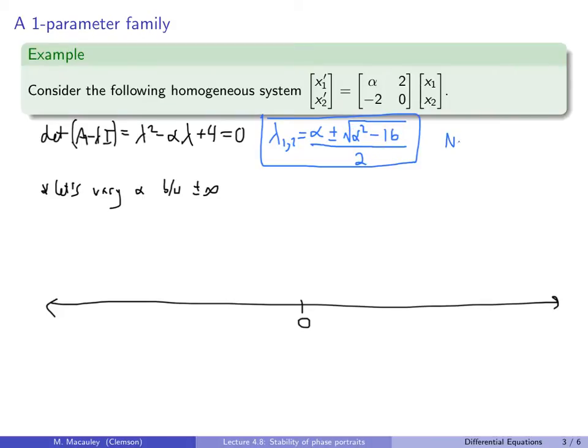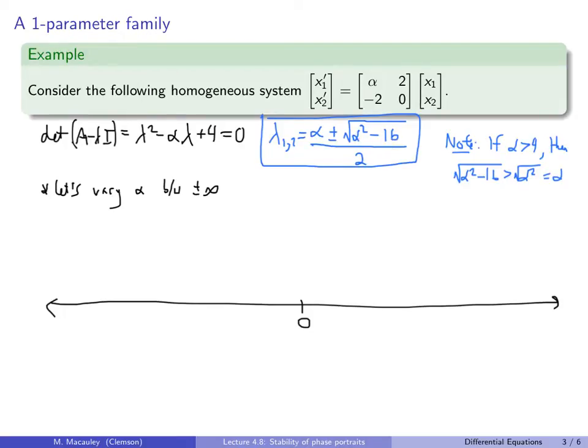So note, if alpha is greater than 4, then the square root of alpha squared minus 16 is less than the square root of alpha squared, which is alpha. Okay? So that means that this number is less than that number. So what we have when alpha is bigger than 4 is a big number plus or minus something that's not quite as big.